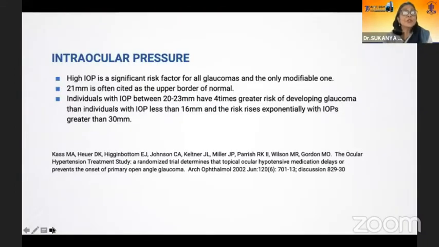High intraocular pressure is a significant risk factor for all glaucomas and is the only modifiable one. So it is important to do a proper applanation tonometry. 21 millimeters is often cited as the upper border of normal. Dr. Manadik Singh will now share his experiences on intraocular pressure after this talk.